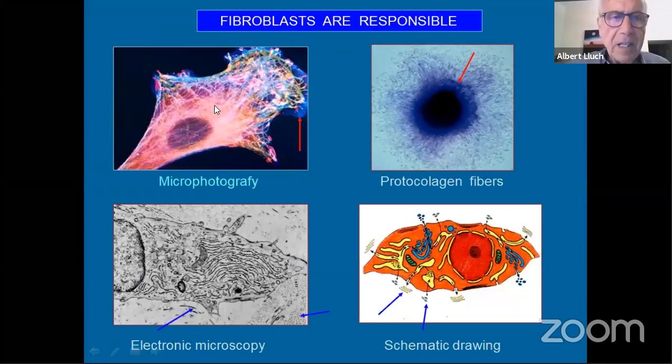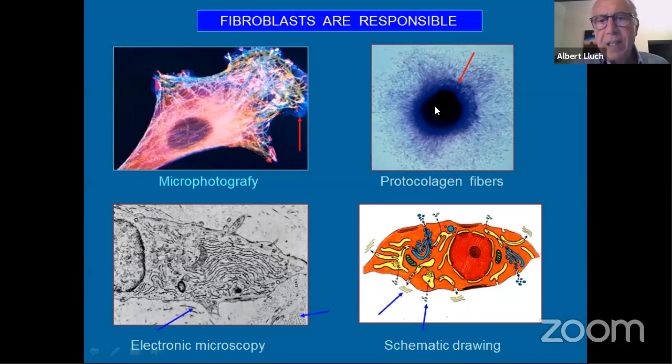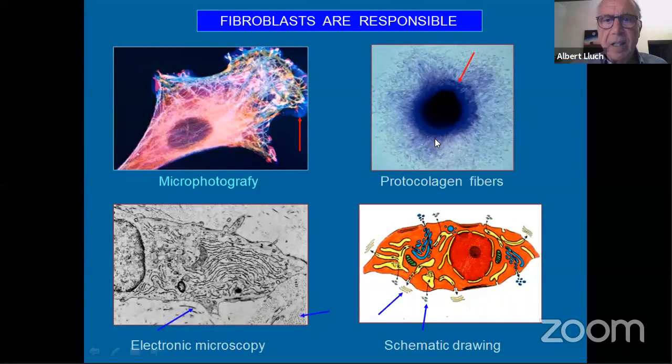The fibroblasts. This is a microphotography of fibroblasts, which are releasing collagen fibers on one end of the fibroblast here in blue. And this is the fibroblast seen from this end, and we can see all the protocollagen fibers leaving the cell and going to the extracellular space.